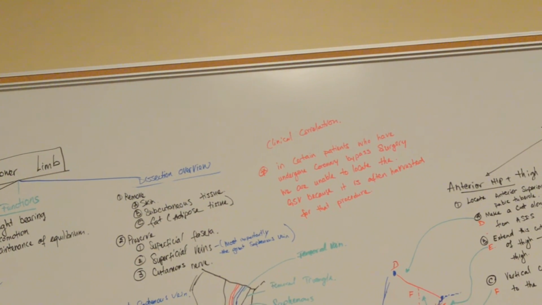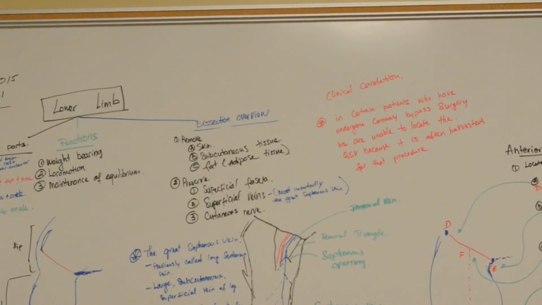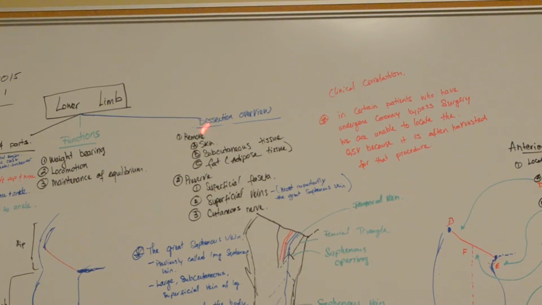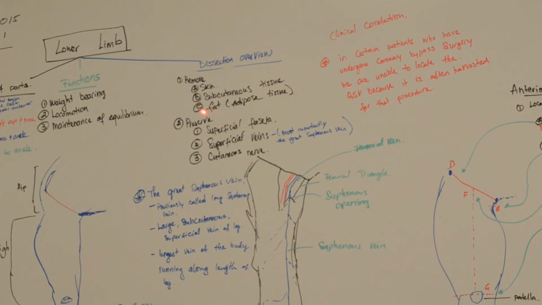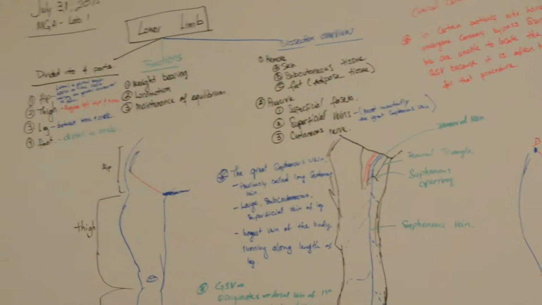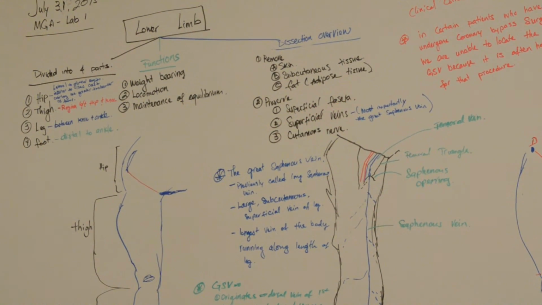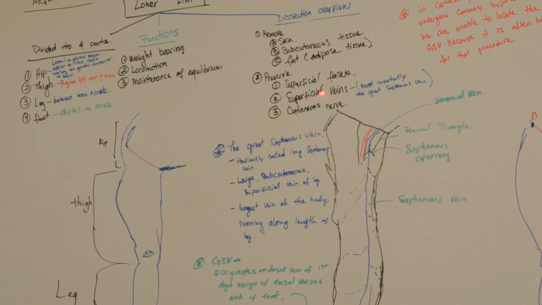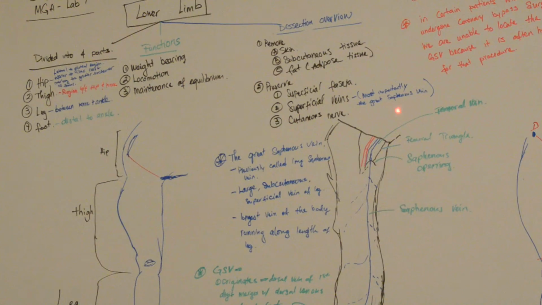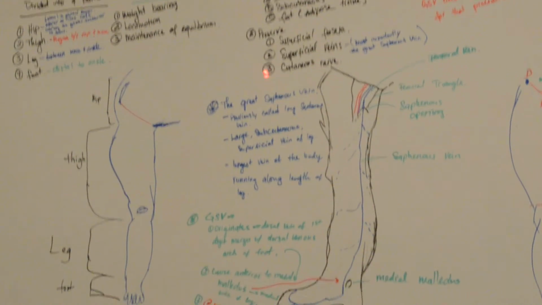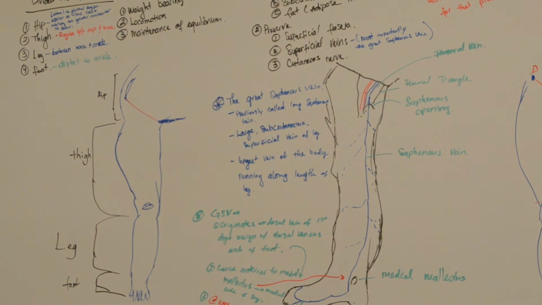Dissection Overview. What do we want to remove? So we're going to remove the skin, the subcutaneous tissue, the fat. And what do we want to preserve? We want to preserve the superficial fascia. We want to preserve the superficial veins. Most importantly, the great saphenous vein. And we also want to preserve the cutaneous nerve.